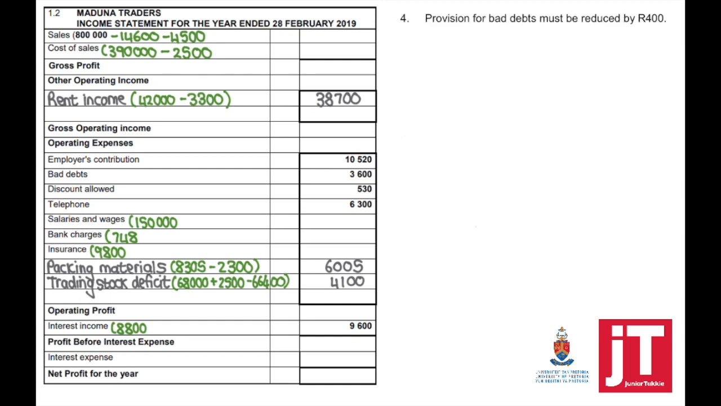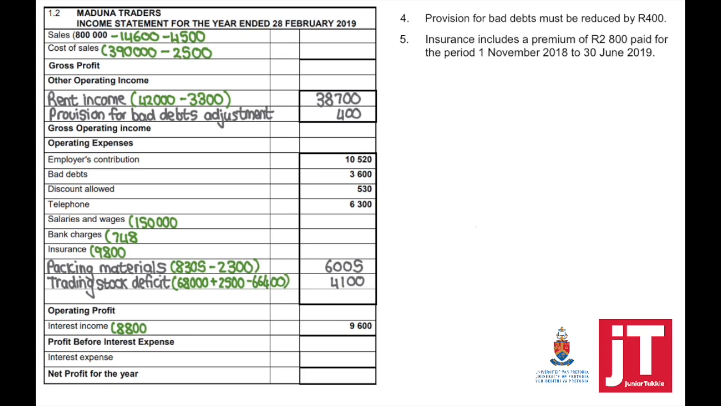Provision for bad debts must be reduced by 400. That is your provision for bad debts adjustment. If it's reduced, it goes straight to operating income as provision for bad debts adjustment 400. Do not take the figure from the pre-adjustment trial balance, provision for bad debts, and minus 400 from that. It says there, it must be reduced by 400. This is the amount that will appear in your income statement.